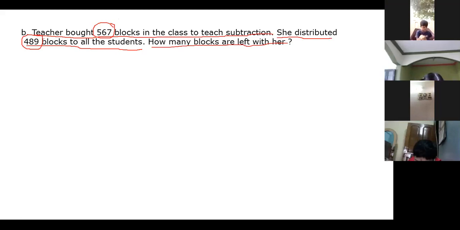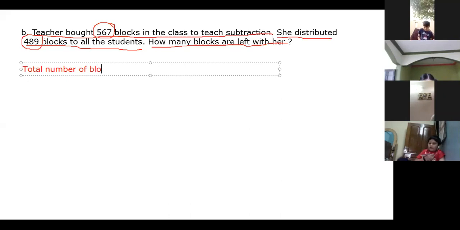So we'll start writing the first statement. You will leave one line after writing this word problem, after this question, and then you'll start. So, total number of blocks. Start writing, children. Total number of blocks is equal to 567.